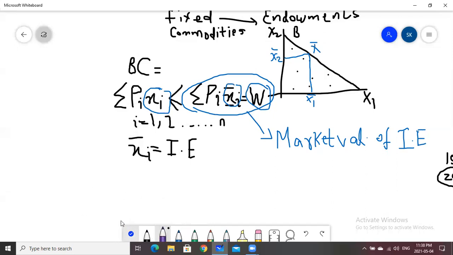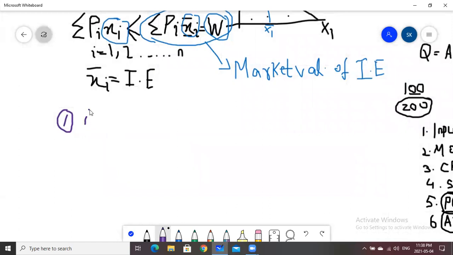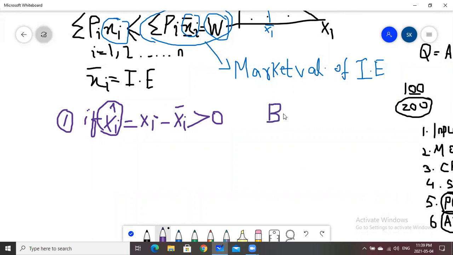we will have two situations. The first situation: if x_i hat is equal to x_i minus x_i bar, and it is greater than 0. If x_i and x_i bar are different from each other, there can be two cases. The first one is x_i minus x_i bar greater than 0. This means that the consumer buys x_i hat of the commodity i.